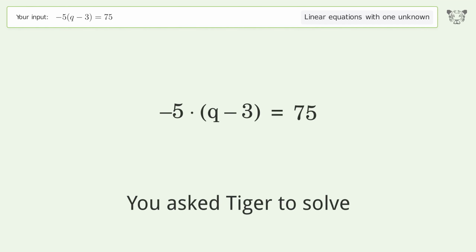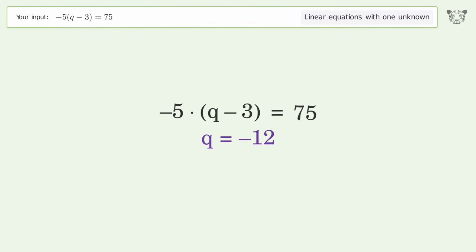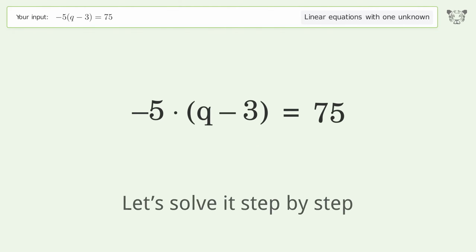You ask Tiger to solve. This deals with linear equations with one unknown. The final result is q equals -12. Let's solve it step by step.